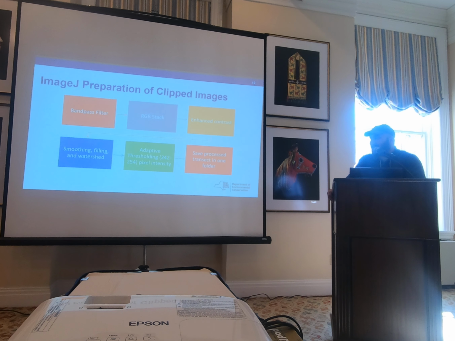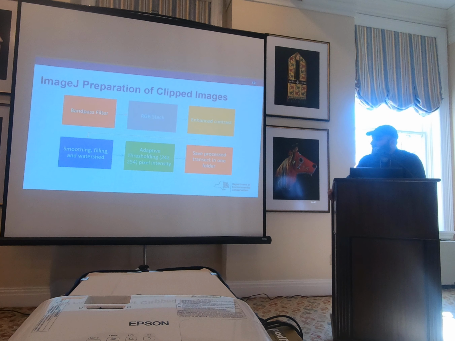It starts with a bandpass filter, which just eliminates busyness. An RGB stack, which is a red, green, blue stack, pretty much smooths out more busyness and amplifies features like fish and rocks. Smoothing, filling and watershed is if you have a fish that's missing pixels, it'll automatically fill in those pixels. And adaptive thresholding is pretty much where most of the work went.